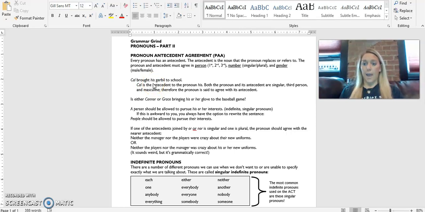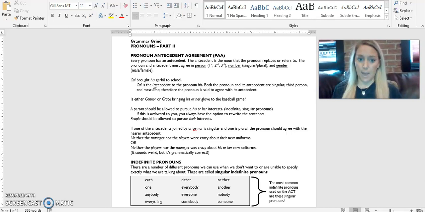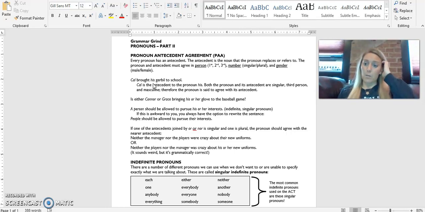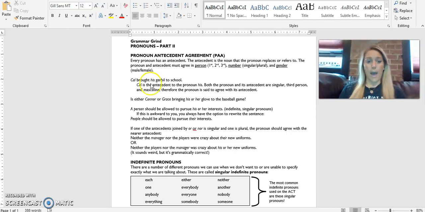And gender, is Cal a male or a female? I suppose Cal could also be a female, but in this case, we're going to say that we know Cal is a male, so we're going to use a male pronoun. Okay, so Cal brought his gerbil to school.